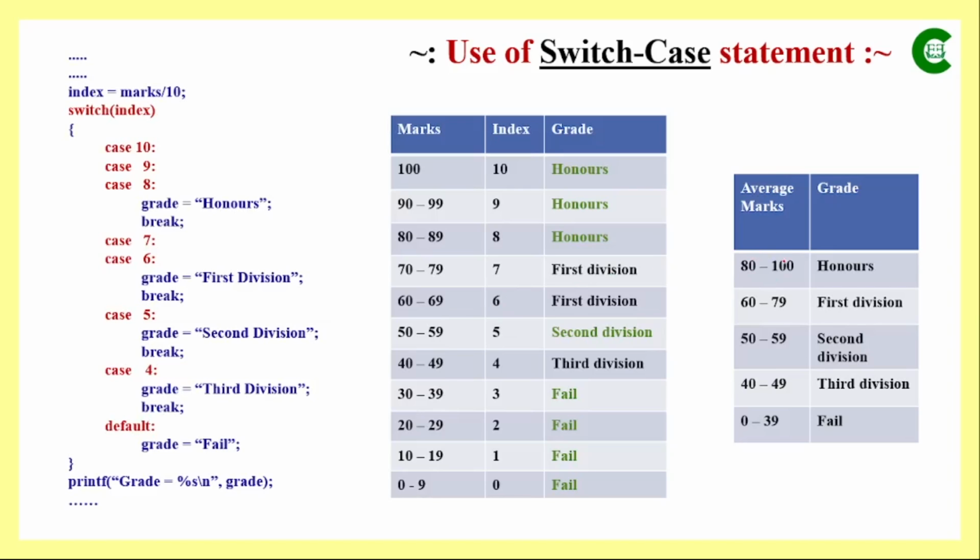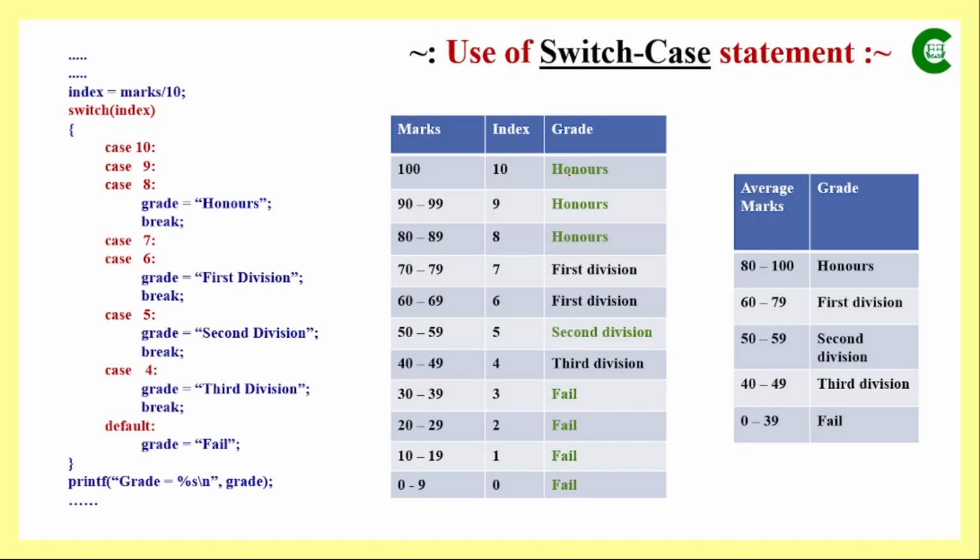Now here again we have this range of marks from 80 to 100, the grade is honors; from 60 to 79, first division, and so on. In this table we have added an extra column where we are maintaining this variable index, and based on that we are evaluating the switch case statement. So how have we calculated index? Marks divided by 10. This is the column for marks, and here we are performing integer division. Suppose marks is 100, then 100 divided by 10, the index value will be 10. And when the index value is 10, the grade that we are providing is honors.